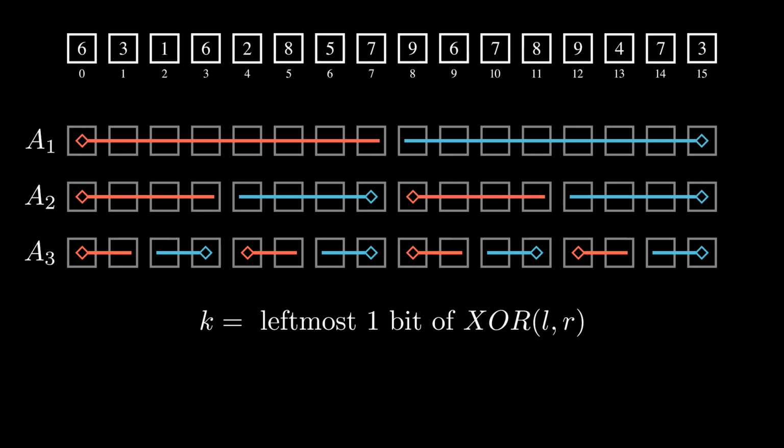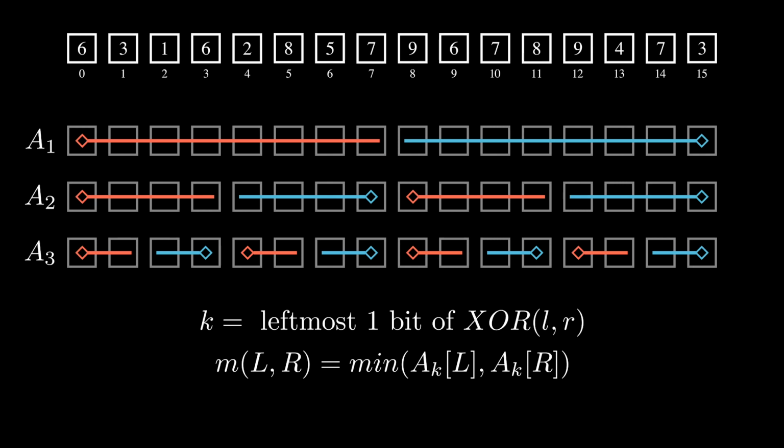We can compute this in constant time since XOR and leftmost 1 bit are both constant time operations. In C++, you can use special built-in functions to get the leftmost 1 bit. Otherwise, you could pre-process this for every XOR output possible and store it in an array. Once we find the correct level, we can simply use that array to compute the final answer.